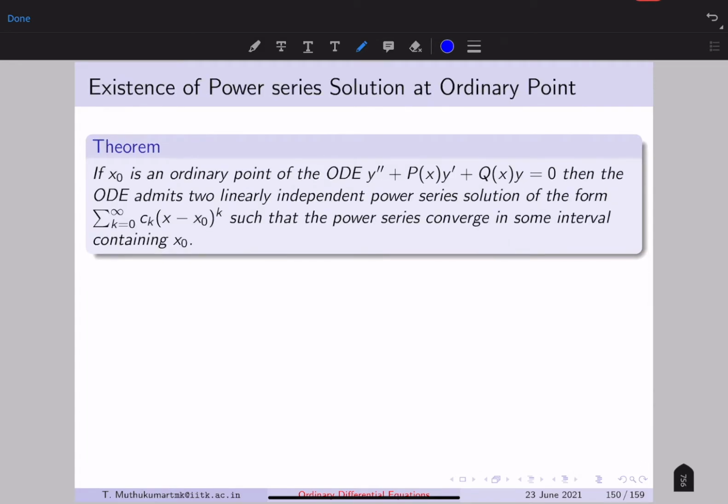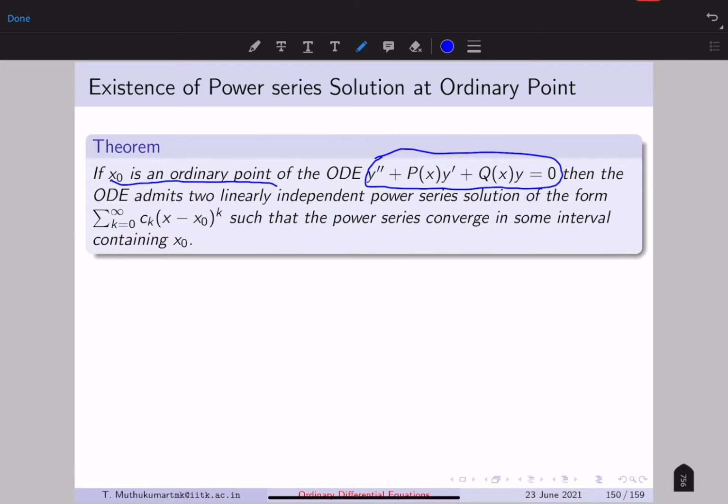Now let's move to the main result of this lecture, which tells you that if you have a second order linear homogeneous ODE of this form, which is in the normalized form, and if x0 is an ordinary point of that ODE, then, as we have already seen in the earlier lecture, for a second order homogeneous ODE you have a two-dimensional solution space, right? That's what we have seen. So if we find two linearly independent solutions, we have found all solutions.